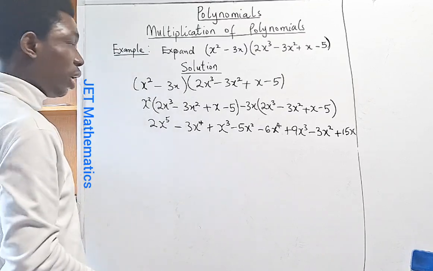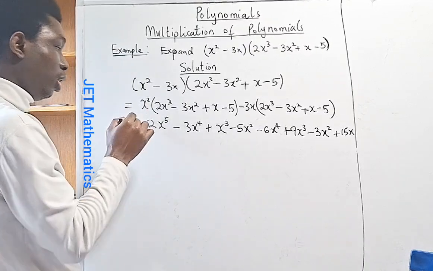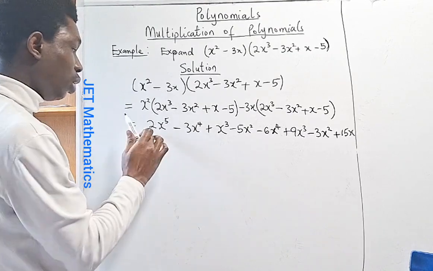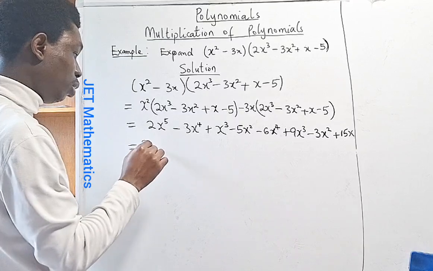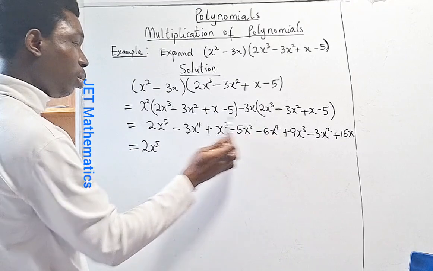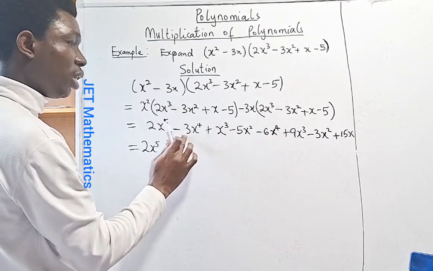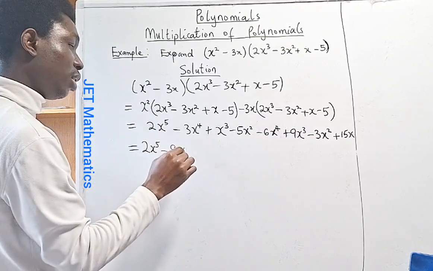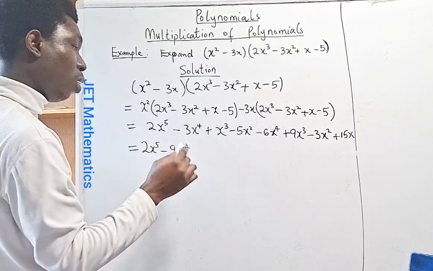So what we need to do at this point is to collect like terms. So we have this first term here, 2s raised to the power 5. We have s raised to the power 4, s raised to the power 4, so minus 3 minus 6 gives us minus 9s raised to the power of 4.